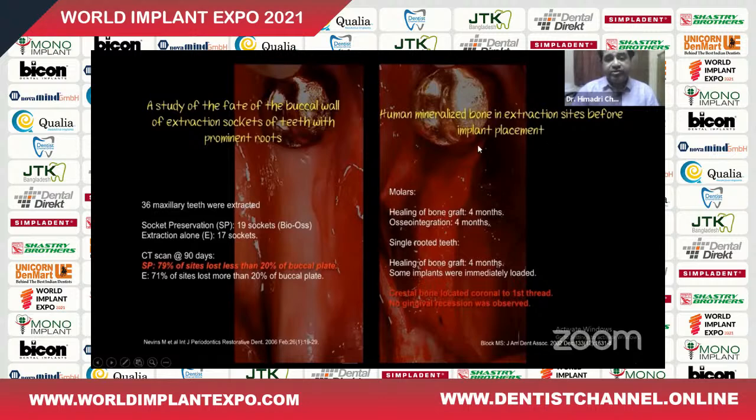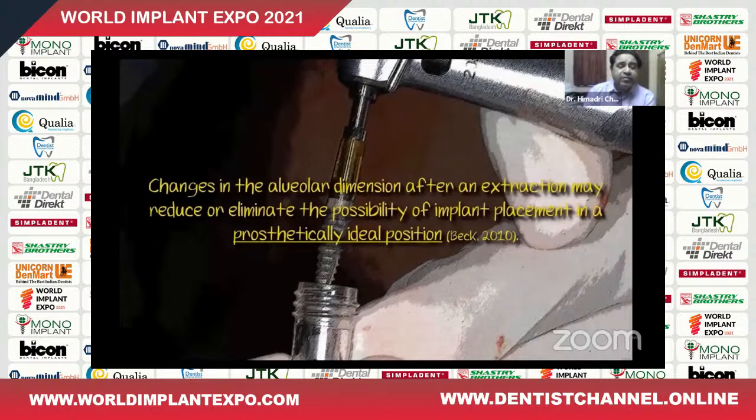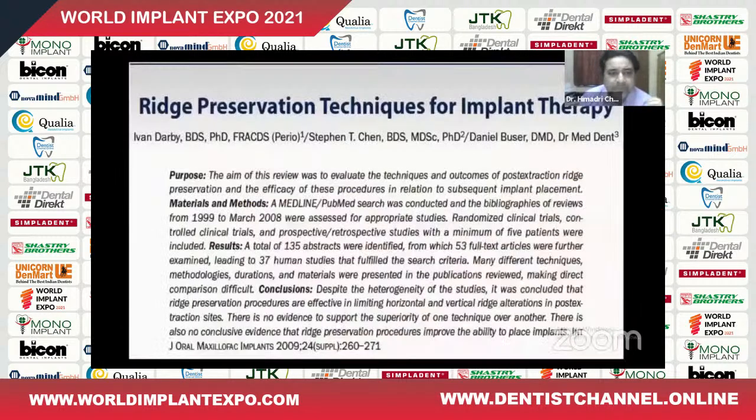In human mineralized bone in extraction sites with implant placement in molars, we can see the healing of bone grafts in 4 months. In single-rooted teeth, healing of bone grafts in 4 months, the crestal bone was located coronal to the first thread, and no gingival recession was observed. So soft tissue maintained its level, but even so, if we place the implants not deep enough, we will lose bone. That is very, very important. The change in alveolar dimension after extraction can eliminate the possibility of implant placement in the ideal prosthetically driven position if we are not trying to preserve the bone, okay?